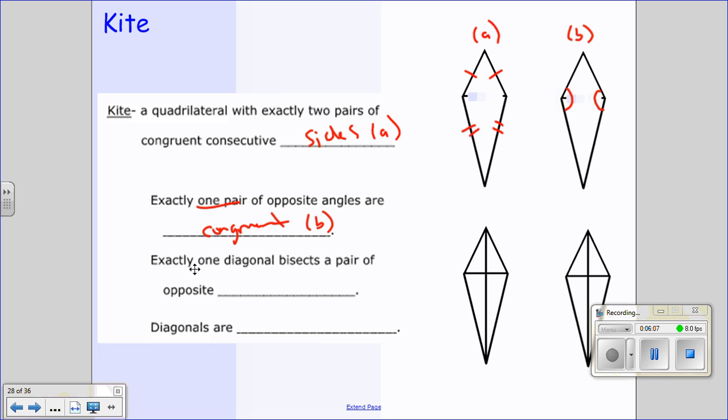The next fact says exactly one diagonal bisects a pair of opposite angles. So I'll demonstrate this on picture C. So the longer diagonal will bisect the angles. So this angle and this angle. They're not going to be the same measurement, but they get cut in half.